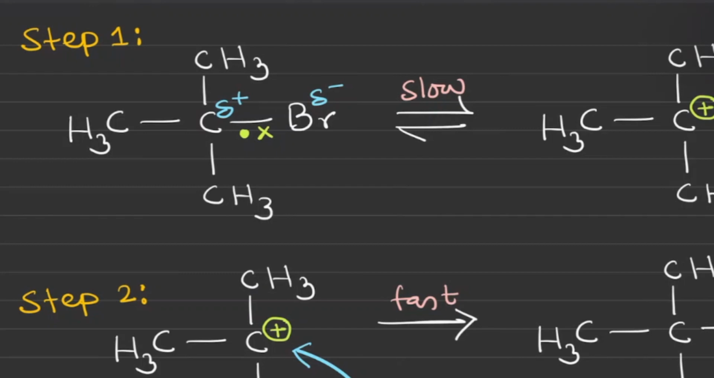But as this halogenoalkane is tertiary, this carbon is bonded to 3 other carbon atoms directly, and all these carbon atoms have a positive inductive effect. Positive inductive effect means they are electron donating. All these alkyl groups donate electrons to the carbon, and if they donate electrons to the carbon, this positive charge becomes less than normal.